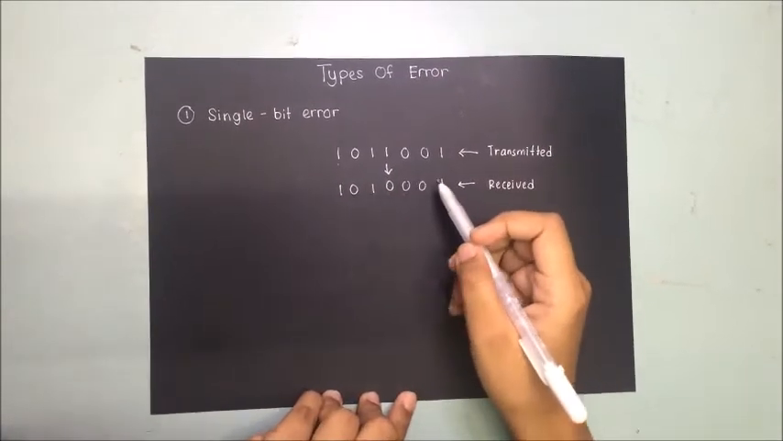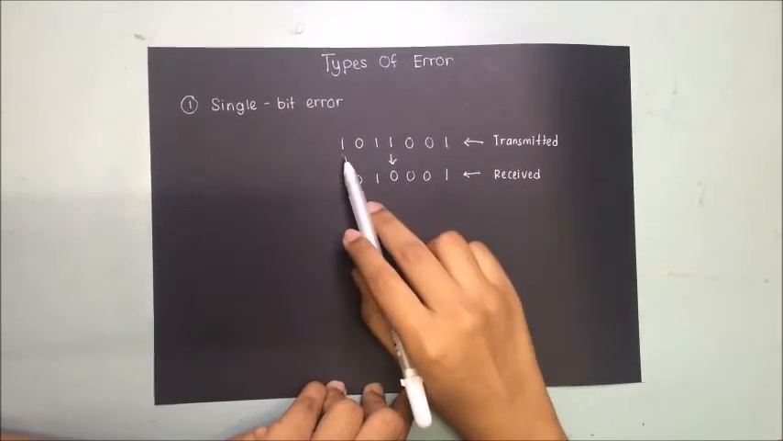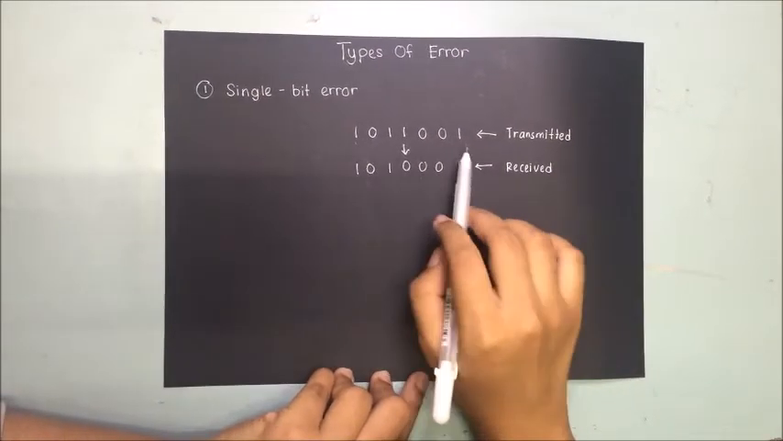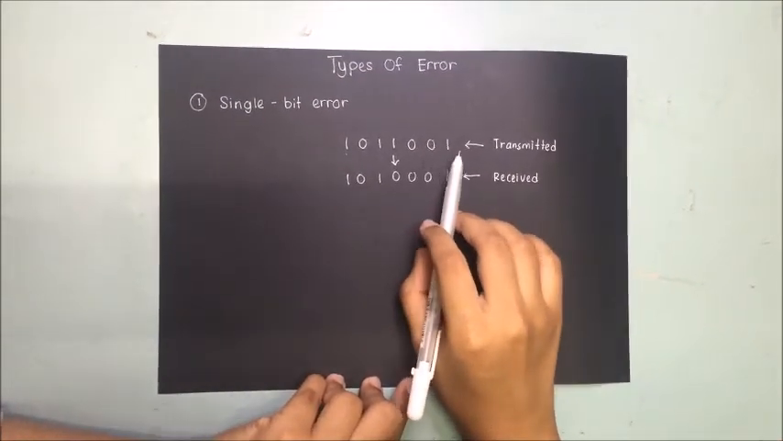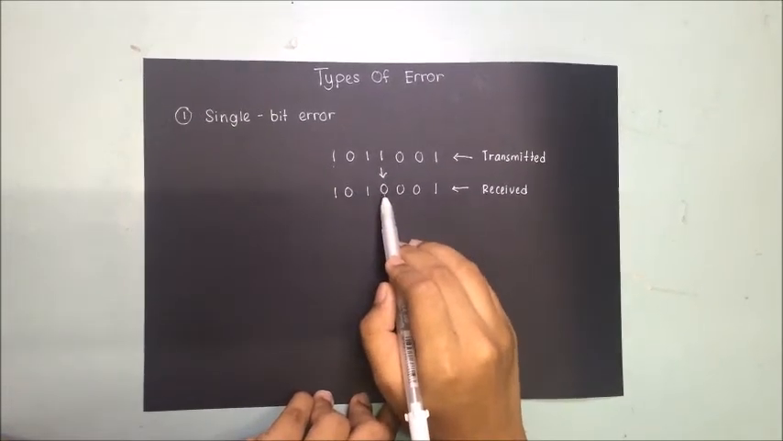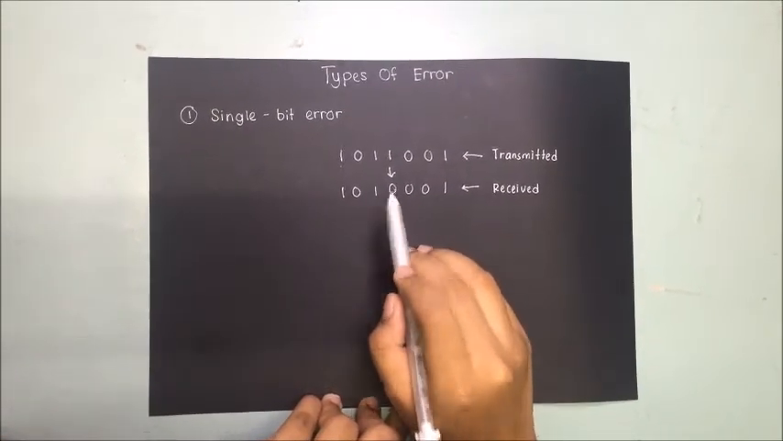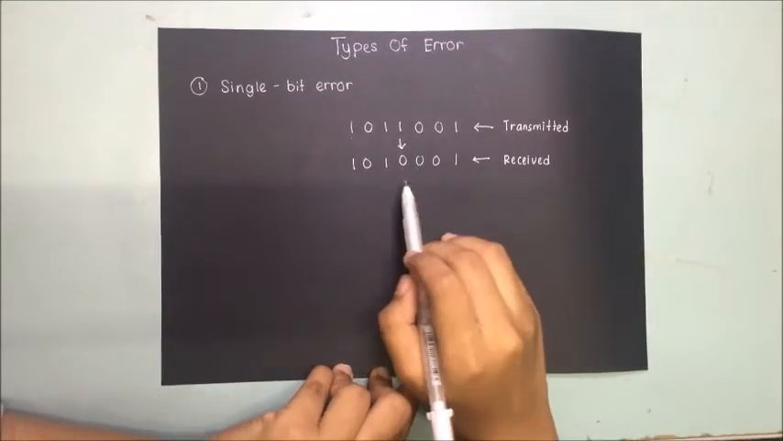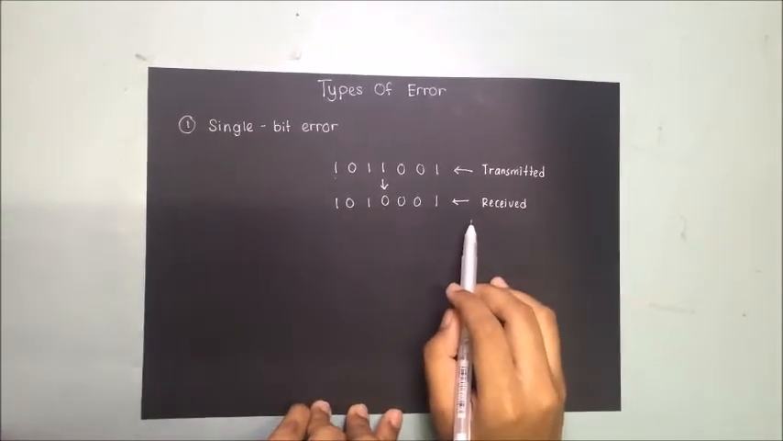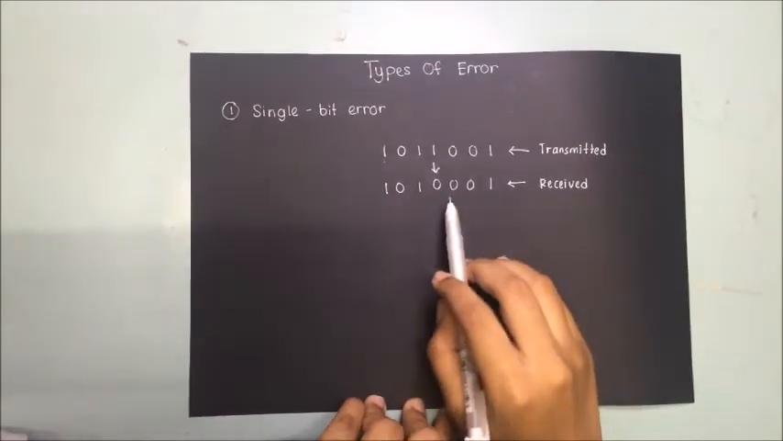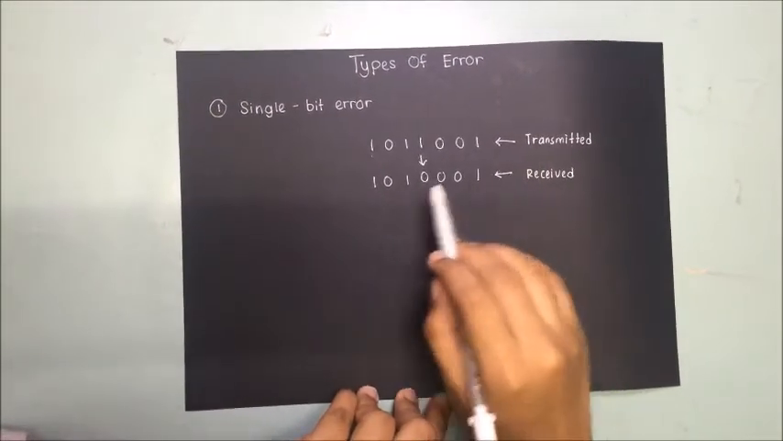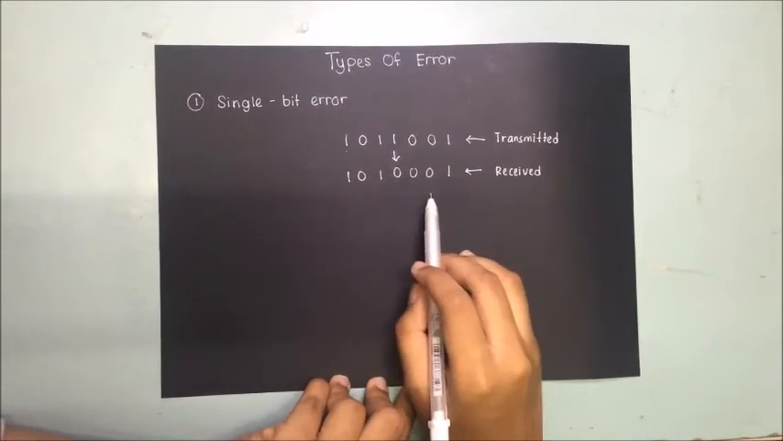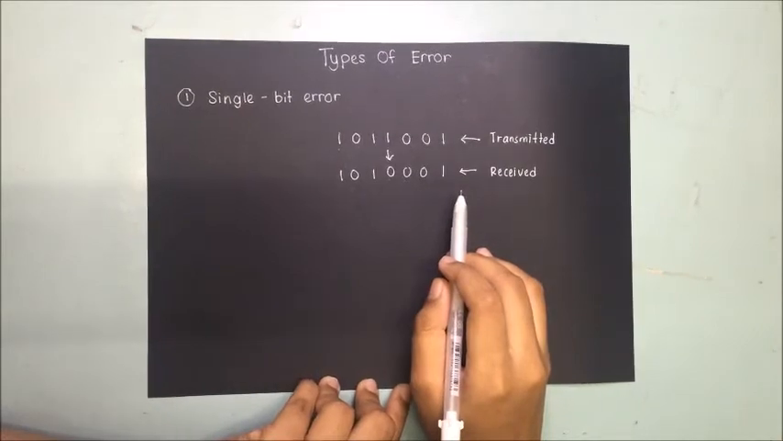Suppose you are sending a bit sequence, maybe a character, 1011001. This is a 7-bit, say, ASCII code you are sending. One of the bits may get corrupted and it may become 101001. That means this corresponds to a particular character, and this will be received by the receiver, and obviously the received character is different from the transmitted character.